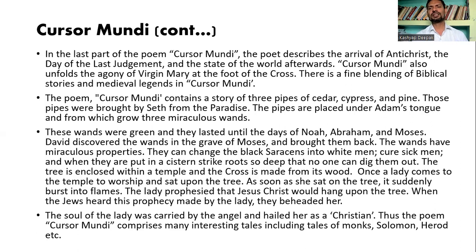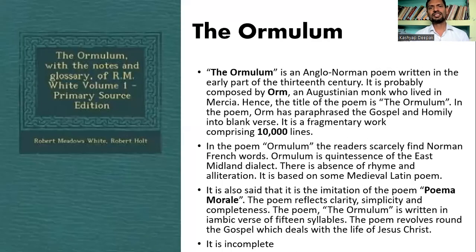So that is the content we have, Cursor Mundi, which is several short stories you could say. These are tales like the Panchatantra, and they are more about stories from different lives of people: Adam, Eve, Satan, the fall of angels, Christ, Antichrist, and the Virgin Mary, or whatever is related to the biblical era. And the next poem is the Ormulum.